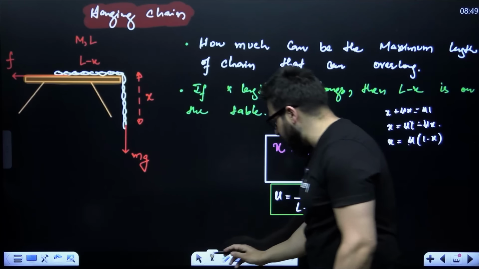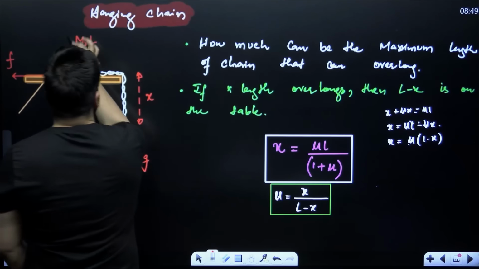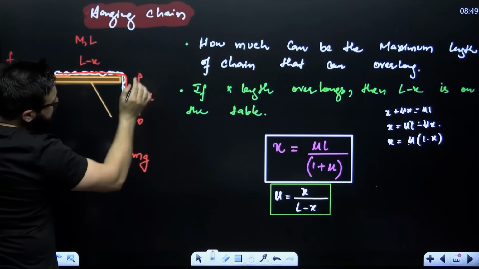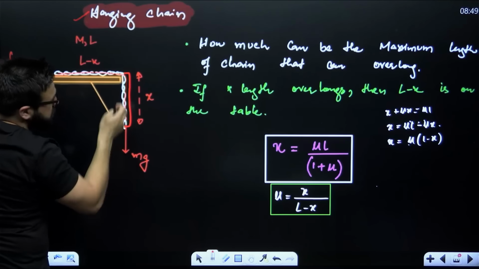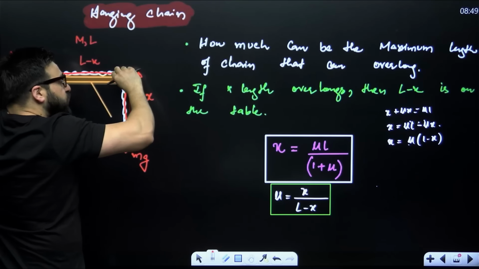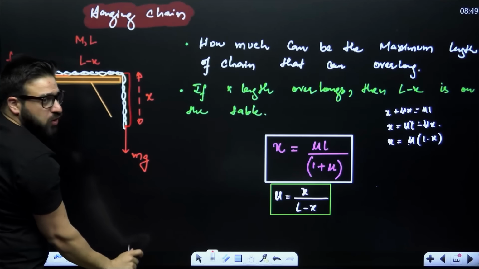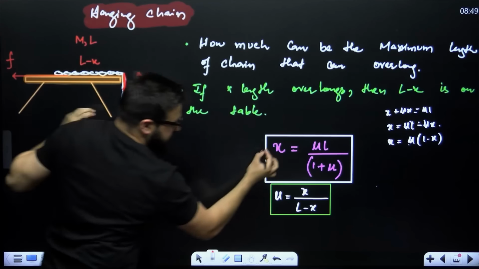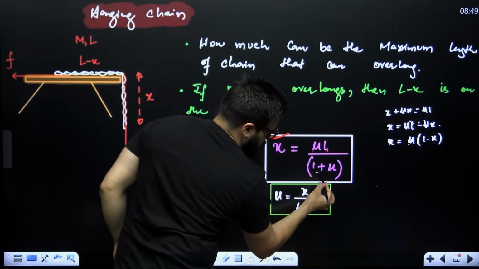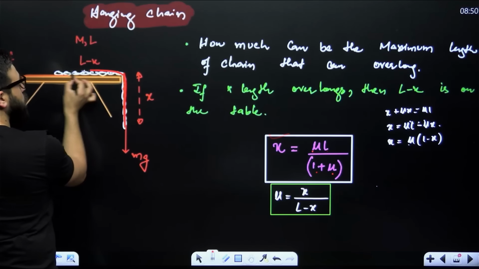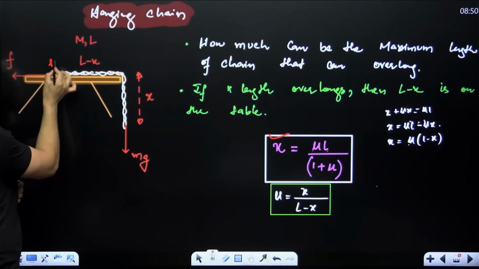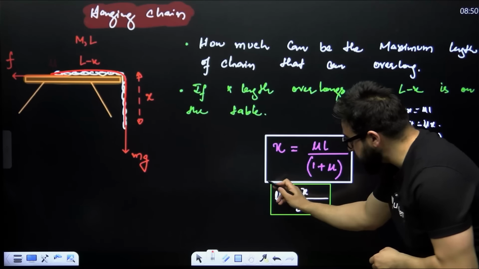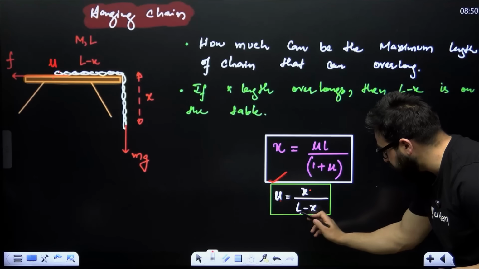Next, this is a hanging chain problem, a very important problem. Now there is a chain which is hanging over here. What is the maximum length of the chain which can hang? If you increase it a bit further, it will start falling down. So this is the maximum length of the chain which can hang, and this x is mu into L upon 1 plus mu, where L is the length of the chain and mu is the coefficient of friction between the chain and this block. And if somebody asks you the value of mu, mu will be x upon L minus x.